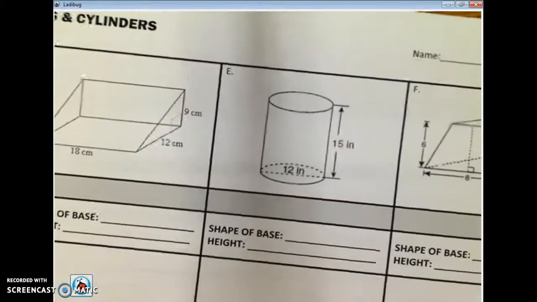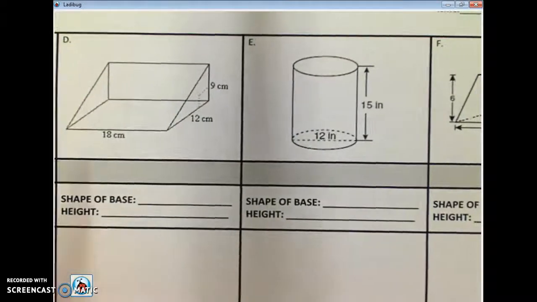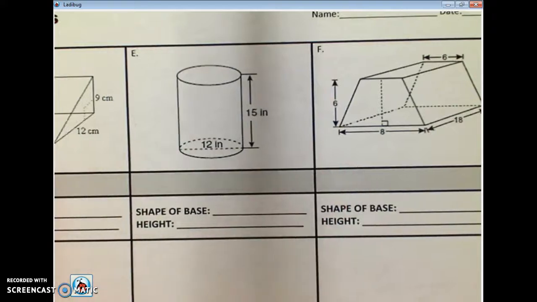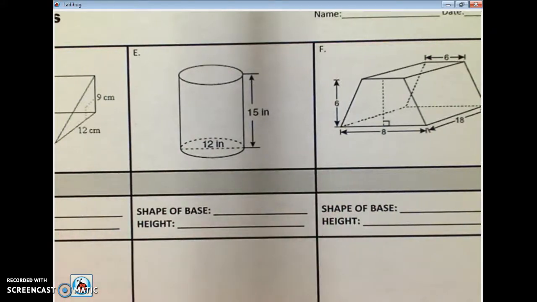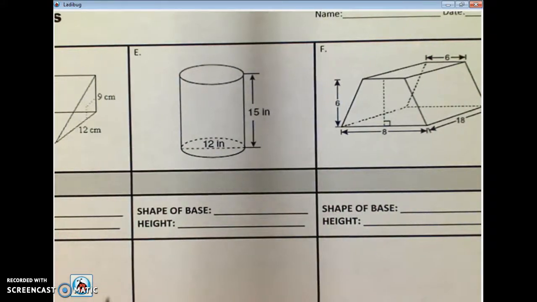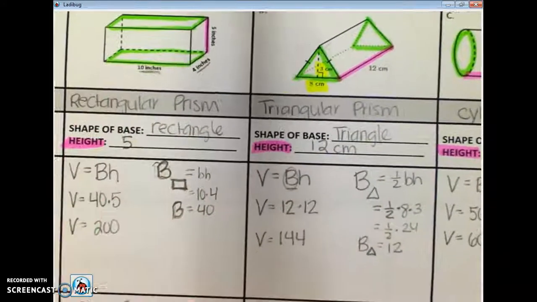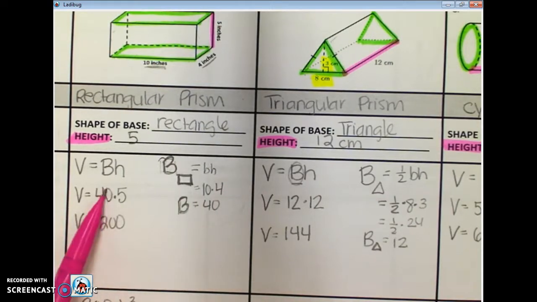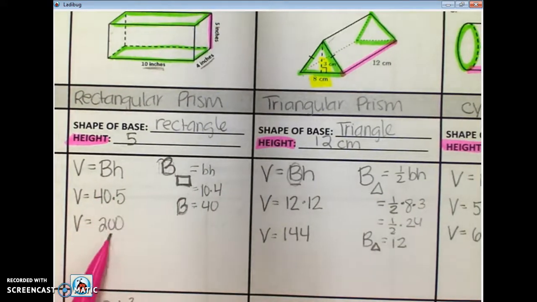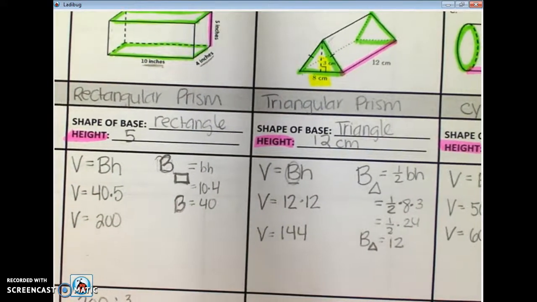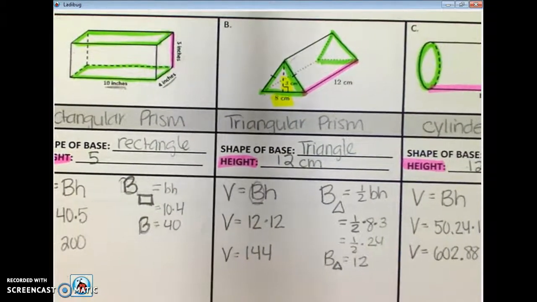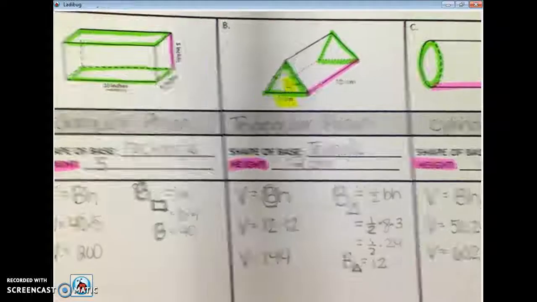Okay? So your job is to complete D, E, and F. Make sure you name the shape, identify the shape and base, the height, and set up your work. Should look very similar to mine. Okay? I want to see that you've calculated the area of the base, and then you plugged it into your formula. I want to see the formulas. Show me all the steps as you work through it. Alrighty? And I'll go over those with you in class.